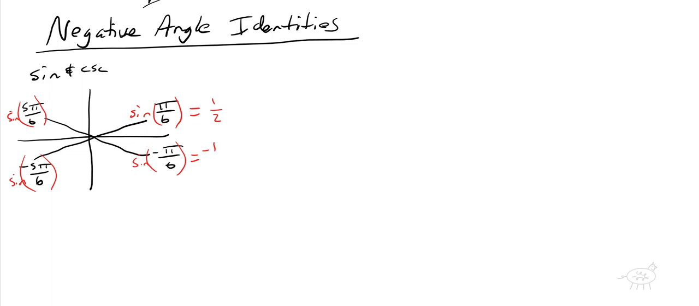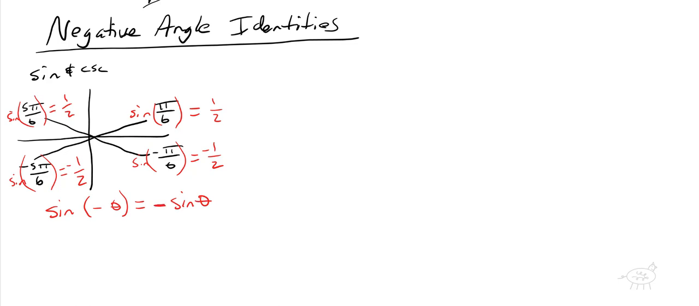So it's negative 1/2. So the sine of 5 pi over 6, again, reference angle is pi over 6, so isn't that positive 1/2? And of course, in the third quadrant, it's negative 1/2. Okay, cool. So I can actually make a statement here. I can say sine of a negative angle is the same as the positive angle, but the negative of that.